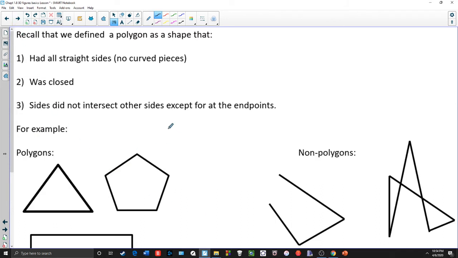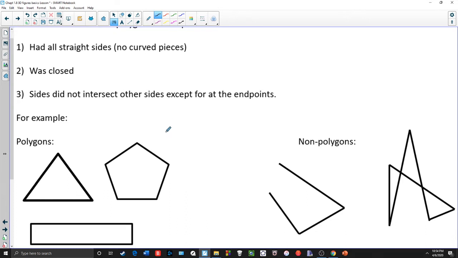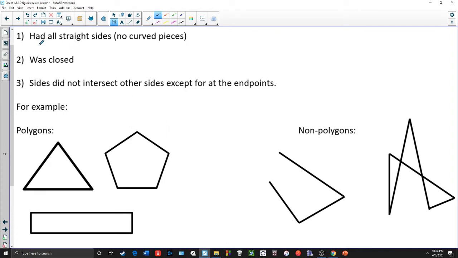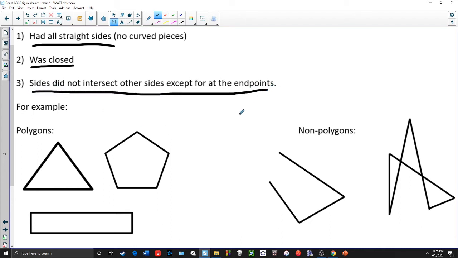So how do we define these 3D shapes? Because again, with polygons, we had definitions. So remember, a polygon was simply a shape that had all straight sides. It was closed, which means that all the sides kind of connected back to each other, and then the sides did not intersect with other sides except at the endpoints.